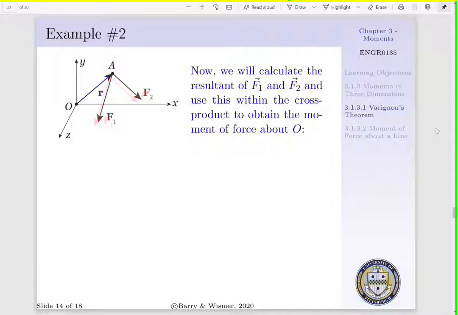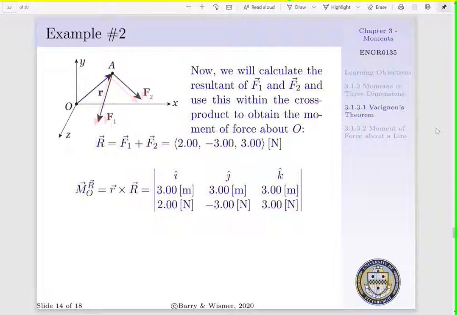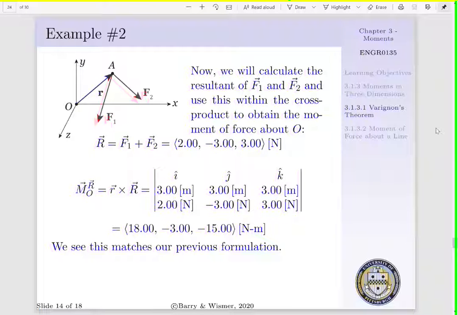To verify Varignon's theorem, we will calculate the resultant of F1 and F2 and use this within our cross product to determine the moment of force about point O. Our resultant is equal to F1 plus F2, which gives us 2.00, minus 3.00, and 3.00 newtons. Within our cross product, we can now substitute the resultant into our third row, and thus our moment of force about point O due to the resultant is calculated as 18.00, minus 3.00, and minus 15.00 newton meters. And we see this matches our previous formulation.